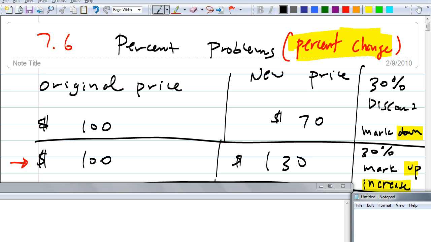Why was it easy to figure out the percent increase or decrease on this? Because it's $100, right? The original price was $100. It was easy for us to figure out the actual percent increase or decrease.